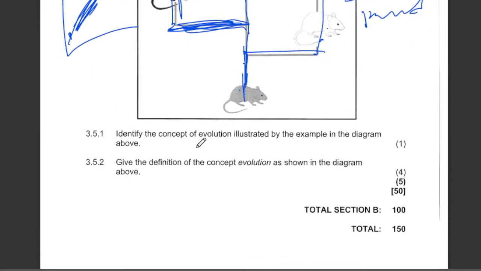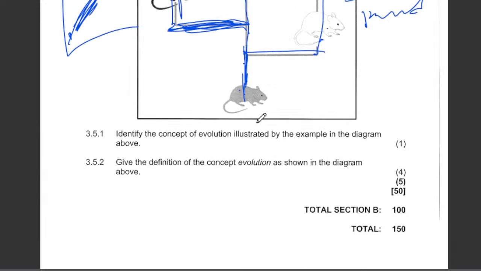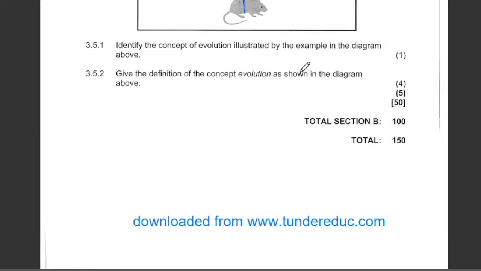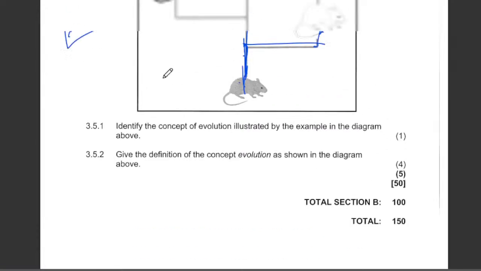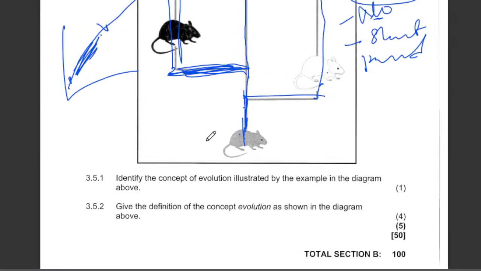So now, if you come here, identify the concept of evolution illustrated above. So here it is punctuated equilibrium. And then give the definition of the concept of evolution as shown in the diagram above. Basically, this is evolution with short periods of rapid change and then long periods of no change. Yes. So this also is a type of speciation. It's trying to show you how speciation occurred.